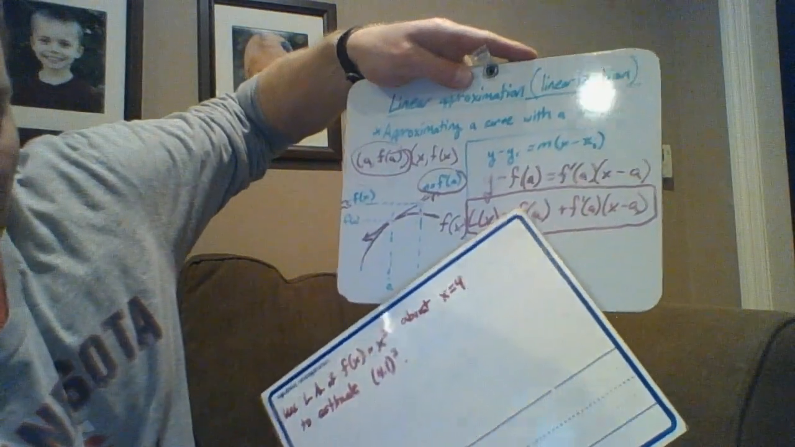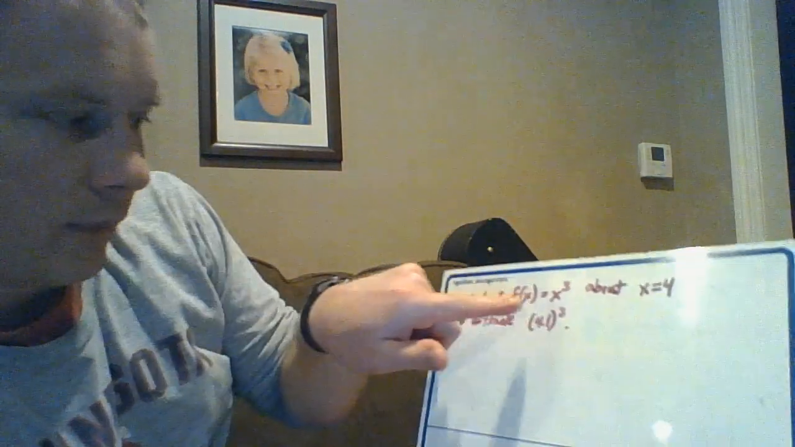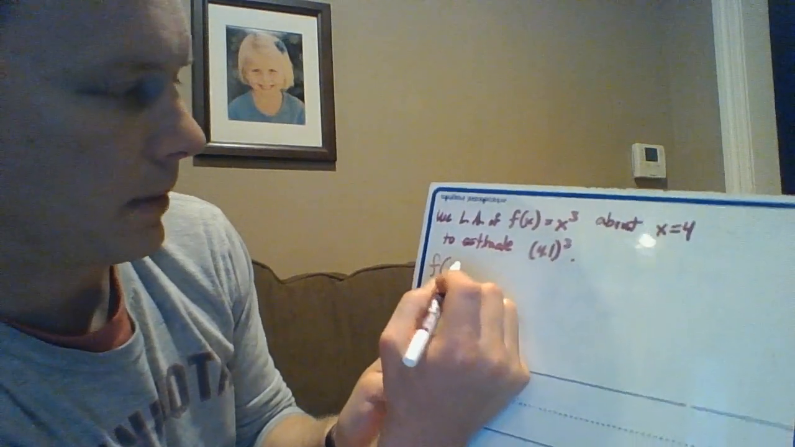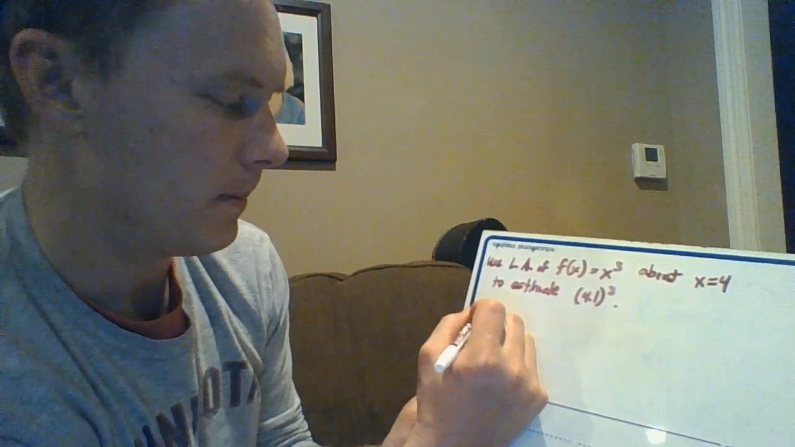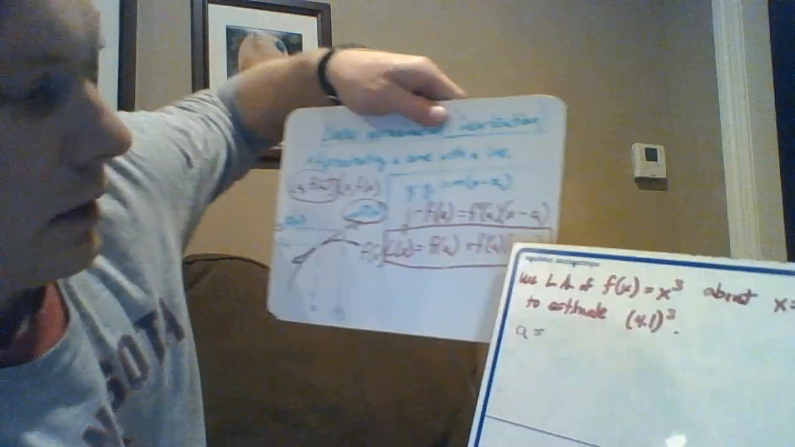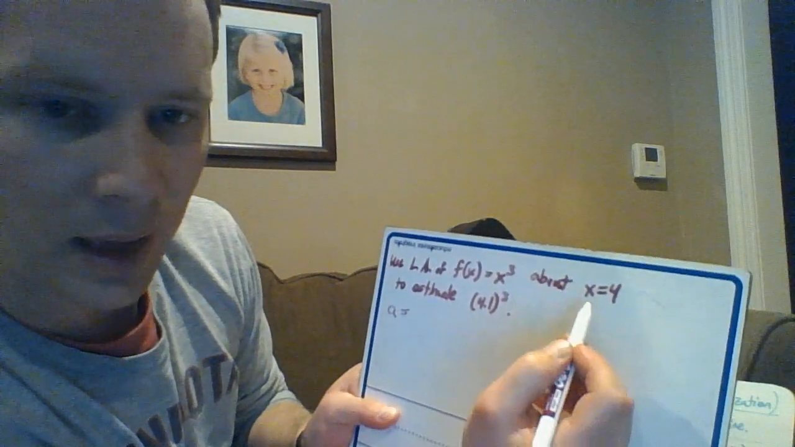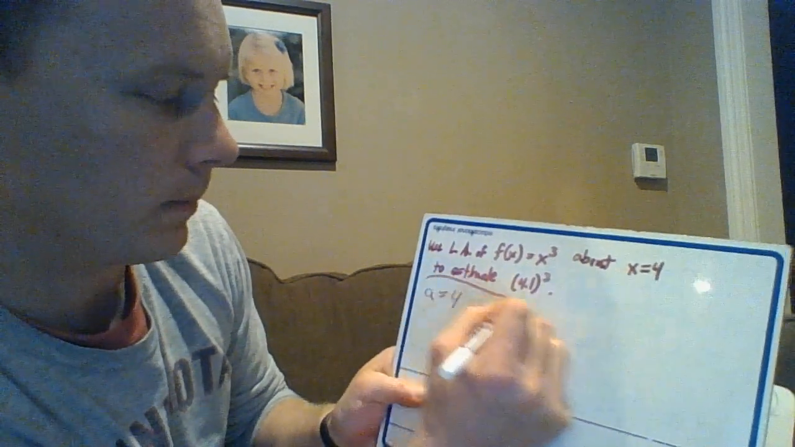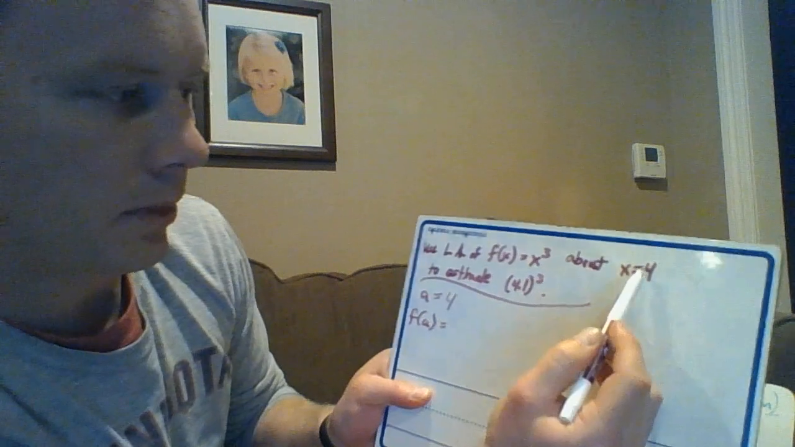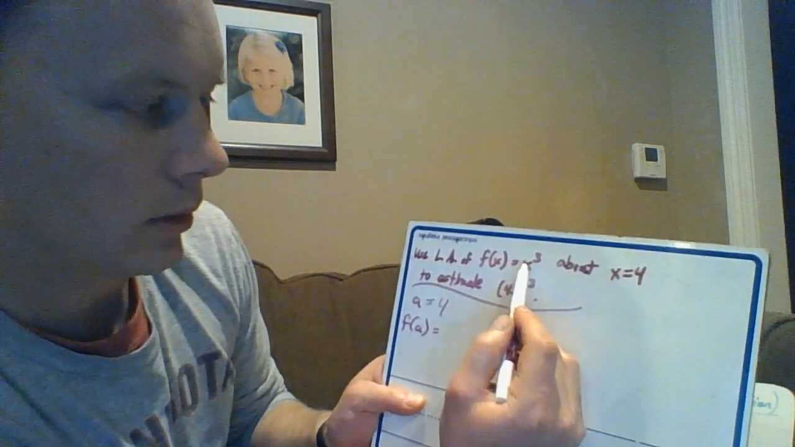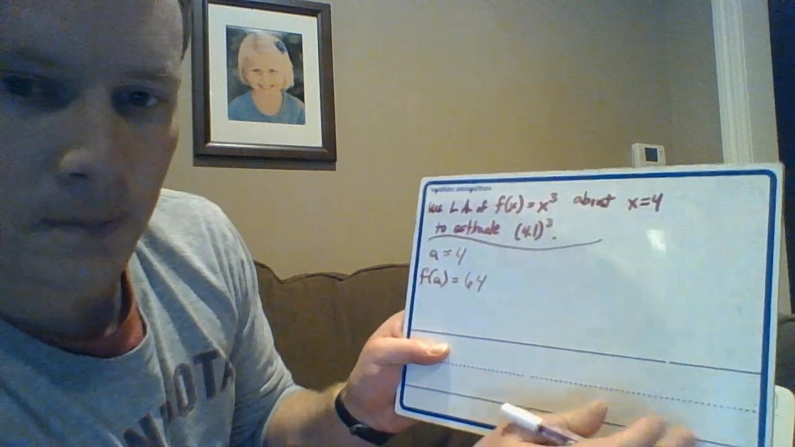So here we go. If we're going to come up with this linearization for this function at this point, we first need to understand, what is a? This deals with a, f of a, and f prime of a. Well, a is whatever they give you for that value. So in this case, a is 4. And f of a simply means plug 4 into the function. 4 cubed is 64.